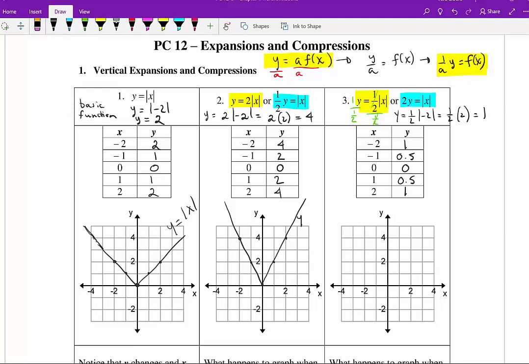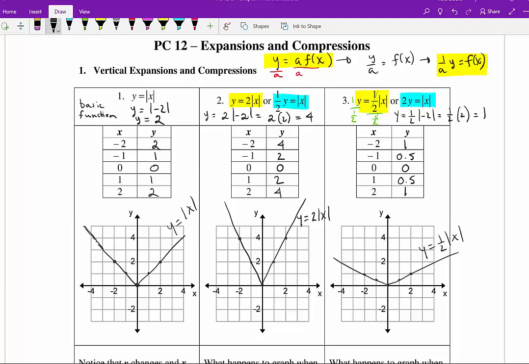Okay, so this is y equals 2 times the absolute value of x. And our second one, -2 and 1, -1 and 0.5, 0, 0, 1 and 0.5, and 2 and 1, and we get this graph. Okay, so if we compare the second graph to the first one, we can see that it is taller and narrower. And if we compare the third graph to the first graph, you can see that it is shorter and wider.